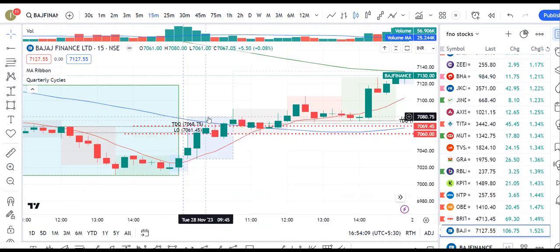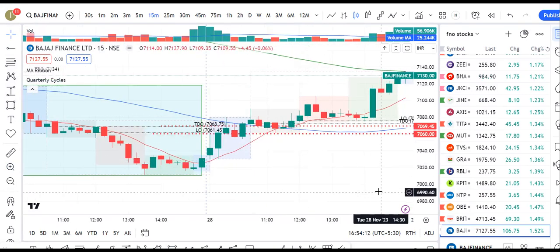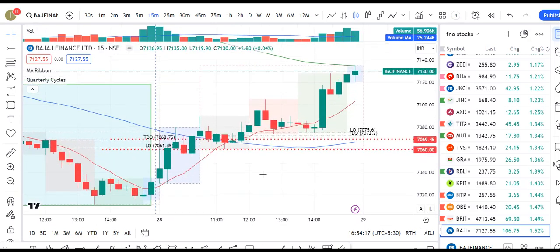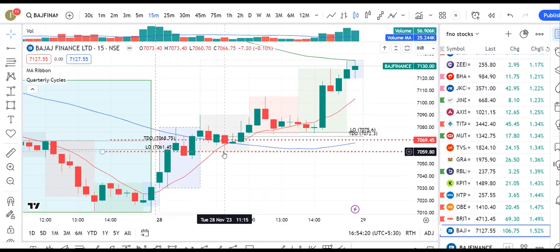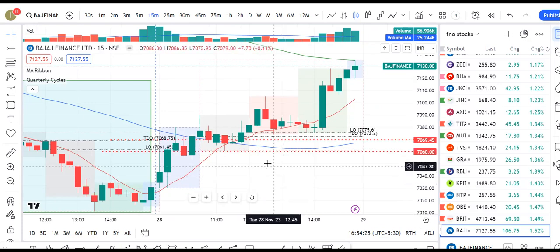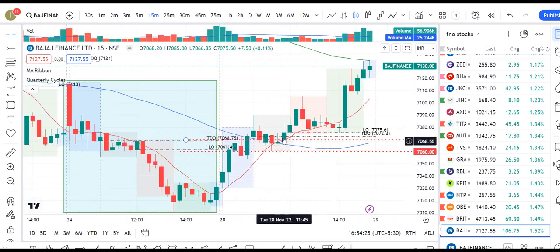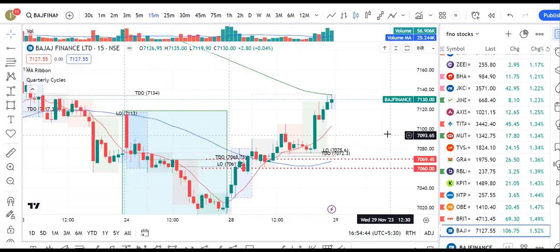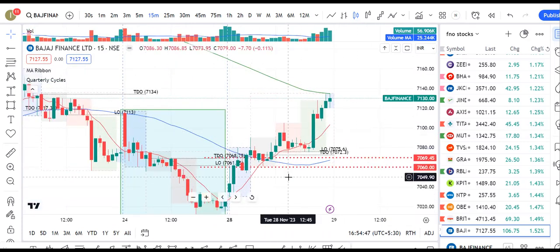So it expanded above that, and in the accumulation session, it came down to 7061, just 1 point below that. And later there was manipulation in this session, and in the manipulation, it made a high. Even in the manipulation session, it could not come below this level. So there was a continuous upward movement on Bajaj Finance. Like that, you can take the trade.